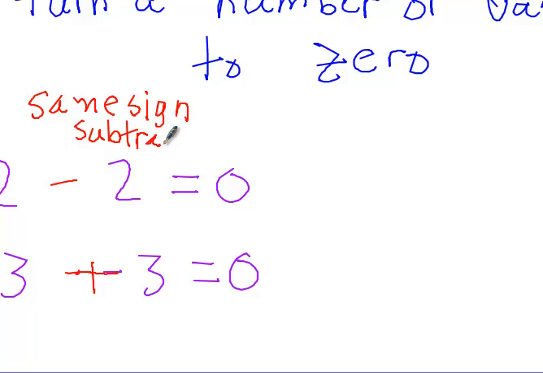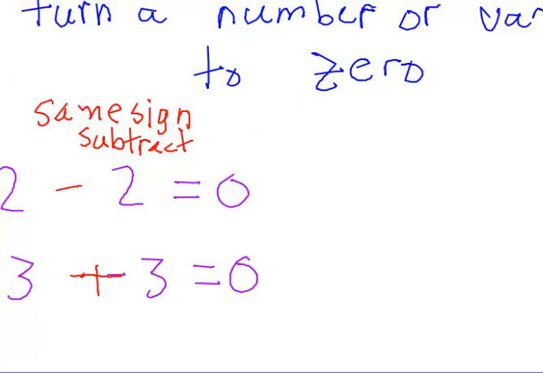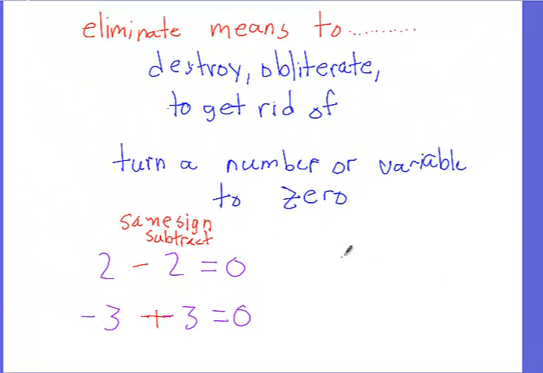Trust me, remembering this is going to help you out a lot. This is the biggest mistake kids make. So same sign, subtract. Likewise, if I have a +2 and a -2, to get that to become 0, we're just going to add them. 2 plus a -2 is 0.